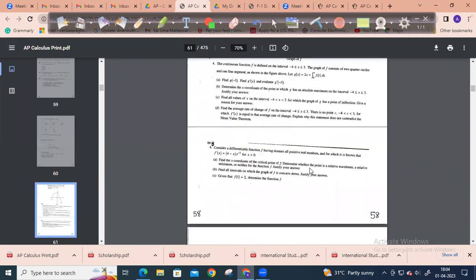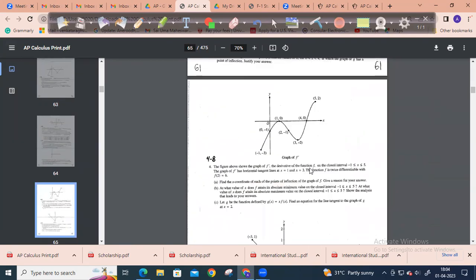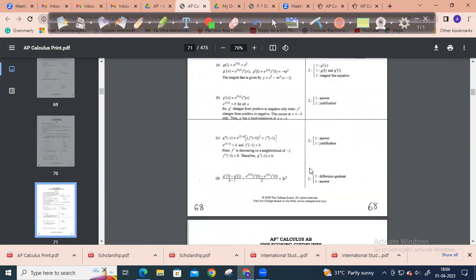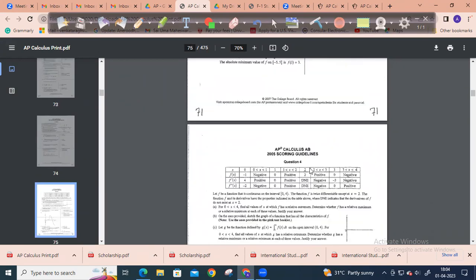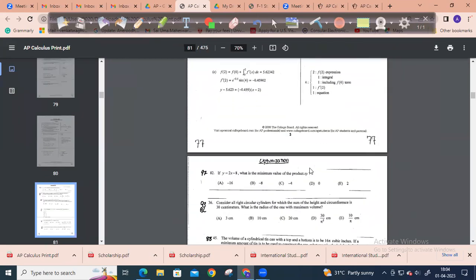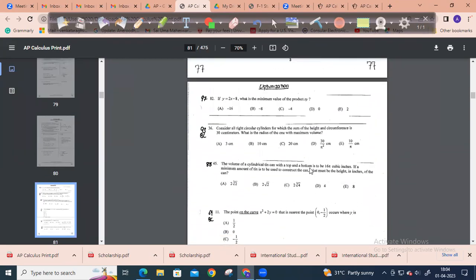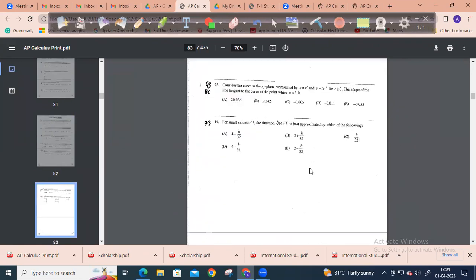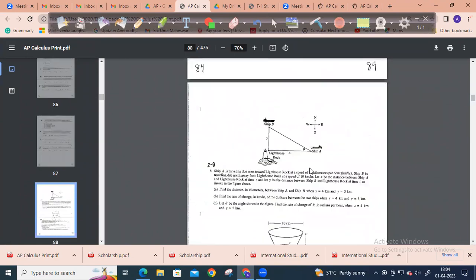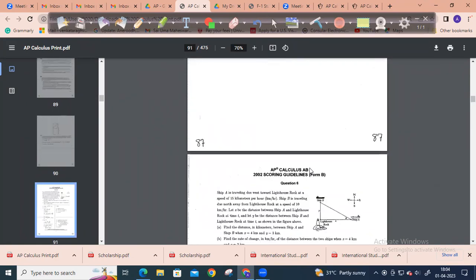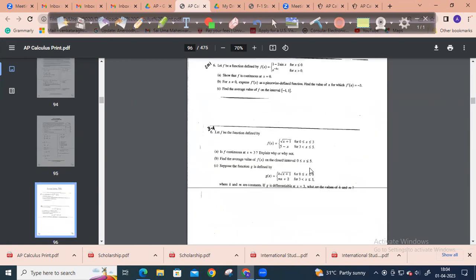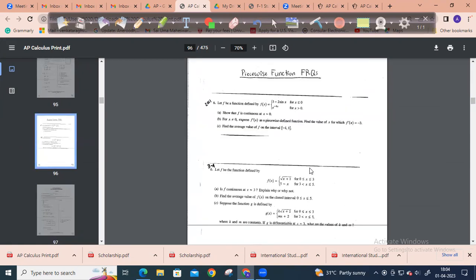We will do these free response questions. A few questions I'll do. The rest of the questions I'll give you as homework, which you can practice. There are solutions also, but don't see the solutions. The moment you get to see more and more solutions, you cannot think from the exam perspective. Then I need to explain optimization, linear approximation, related rates. Then most of the parts related to differentiation are done. Then we'll start with the integration part.